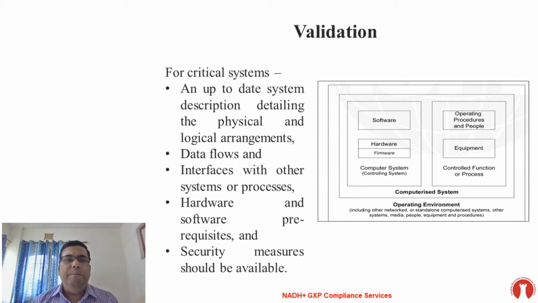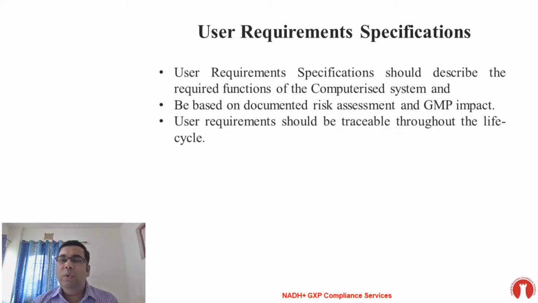So this is what the validation requirement is about by the EU GMP Annex 1, because don't forget that today's discussion is EU GMP Part 11 requirements or Annex 11 requirements. So what is the URS? What does EU GMP expect about the URS?